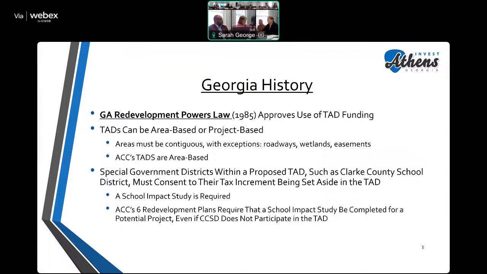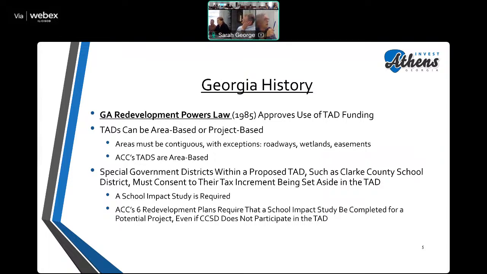Special government districts such as the Clarke County School District have to consent. So there were a lot of meetings early on to present what TADs were to them and how that would work. Part of that is to do a school impact study. The school impact study looks at what the possible developments will be, how many jobs that might bring in, how many students might come in from those new jobs, how many housing units might come in, how many families, and how many students might come from that.